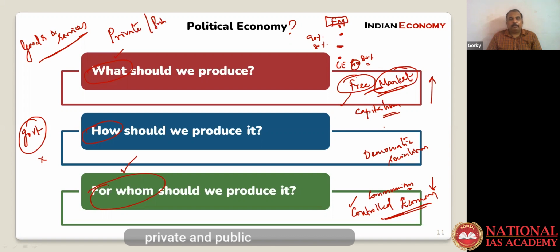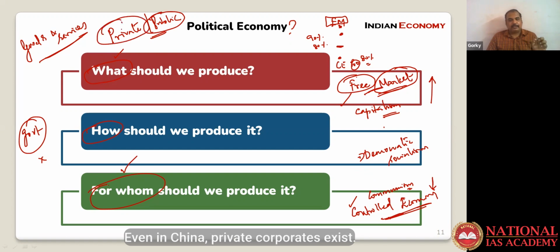private and public exist in all markets, whether it is capitalism, whether it is communism, or whether it is democratic socialism, as what we say, whether private and public exist everywhere. It exists everywhere. Even in USA, public corporations exist. Even in China, private corporates exist. In India, both public and private exist. Almost in all economies at present, they are mixed economies.